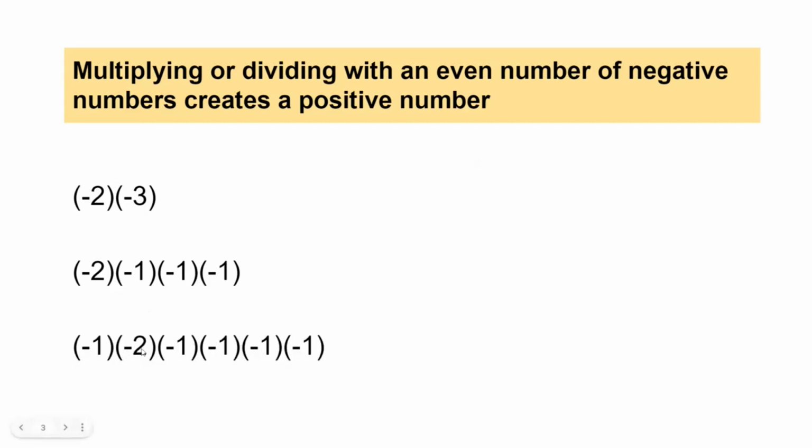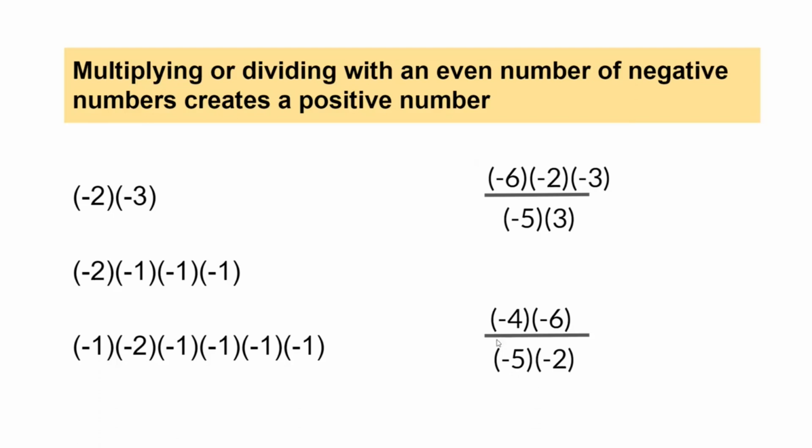Even 6 negatives being multiplied together. That's probably not something that you would see, but just a demonstration that if there are an even number of negatives involved, either multiplying or dividing, the answer will be positive. Here we have an example involving division and multiplication, but we can see 1, 2, 3, 4 negatives. 4 is an even number. The result of this will be positive.